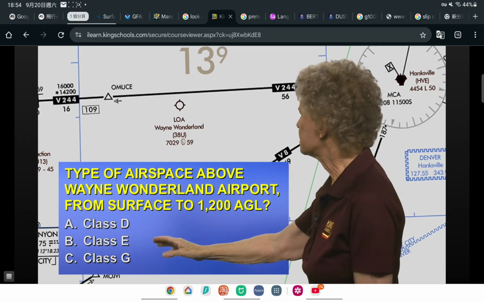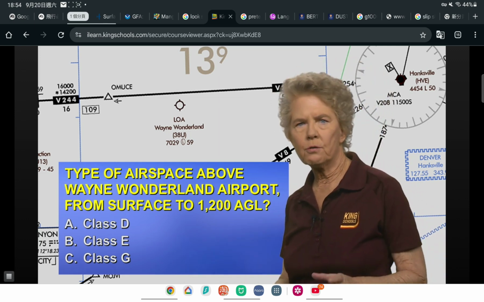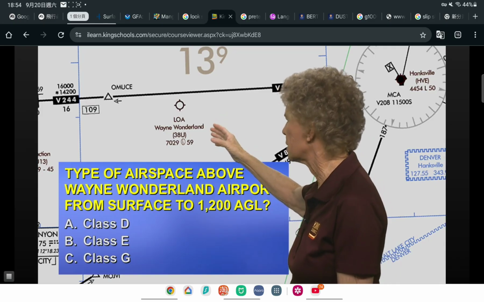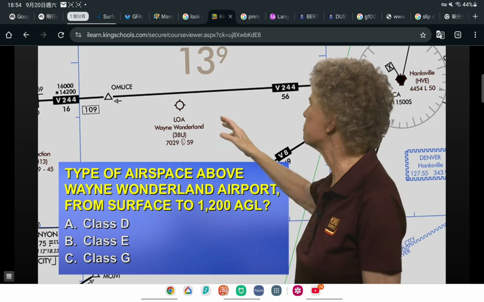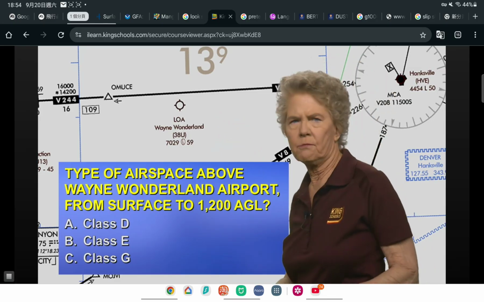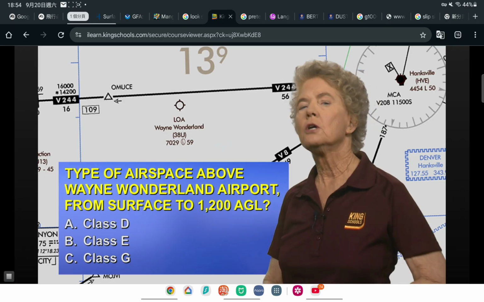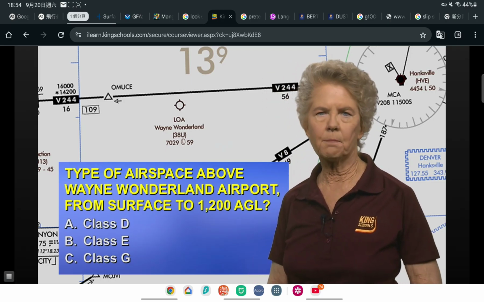The next answer is Class Echo, and I know you already have this figured out. We know there's no Class Echo airspace at the surface at Wayne Wonderland because the airport symbol and information are shown in brown. The brown font means there are no instrument approaches to this airport, so there is no need for a Class E surface area.